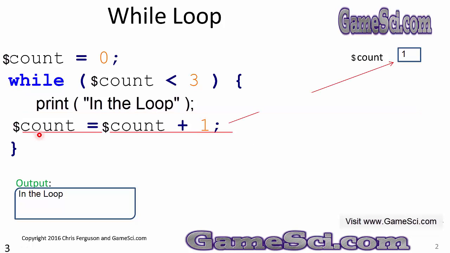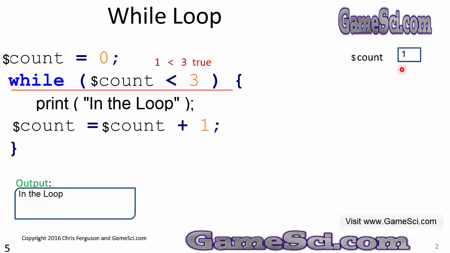Count equals count plus 1. That's the second executable statement within our while block. The variable count goes to a 1 now. We'll hit the end of the loop, and we know what happens at the end of the loop. We spin back up and execute the while once again.